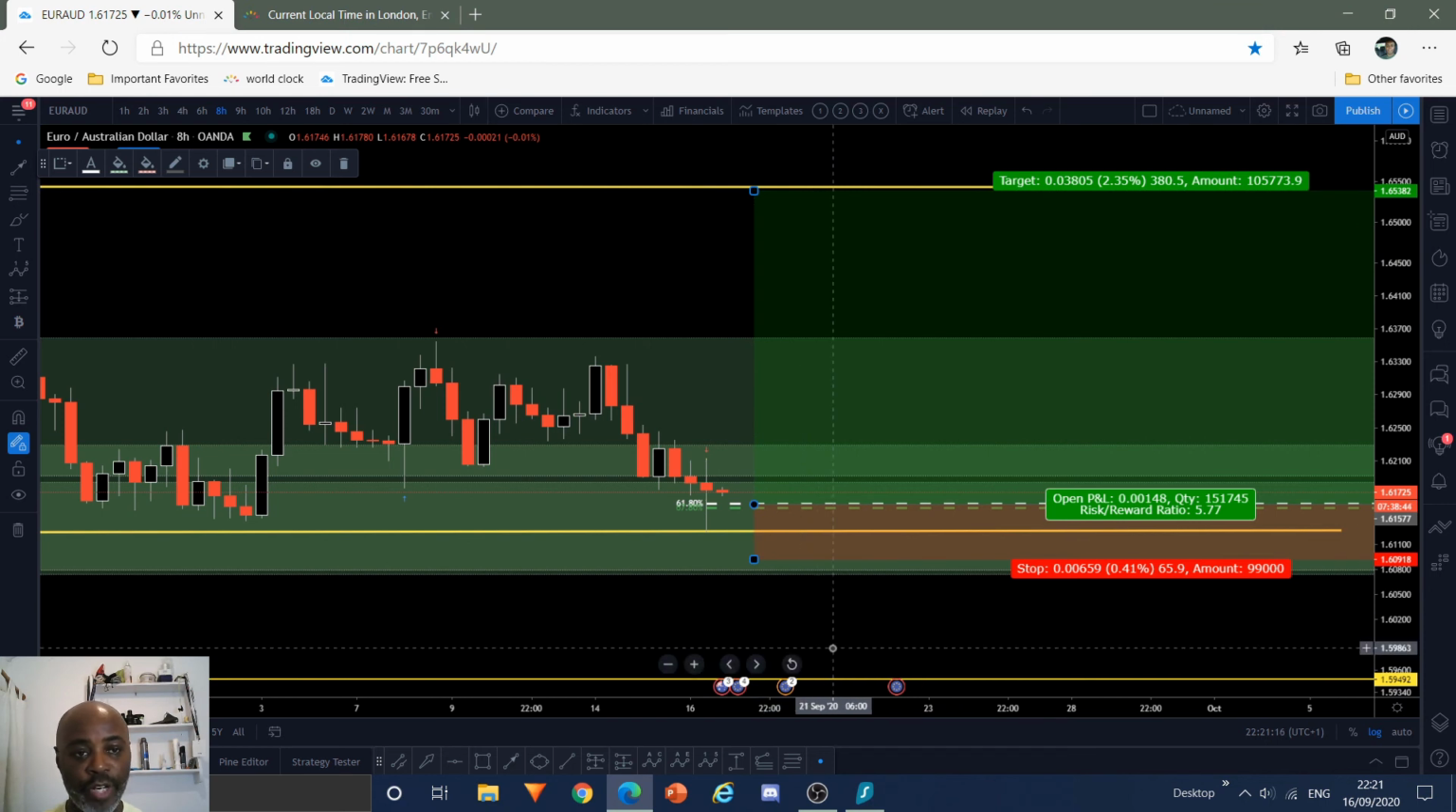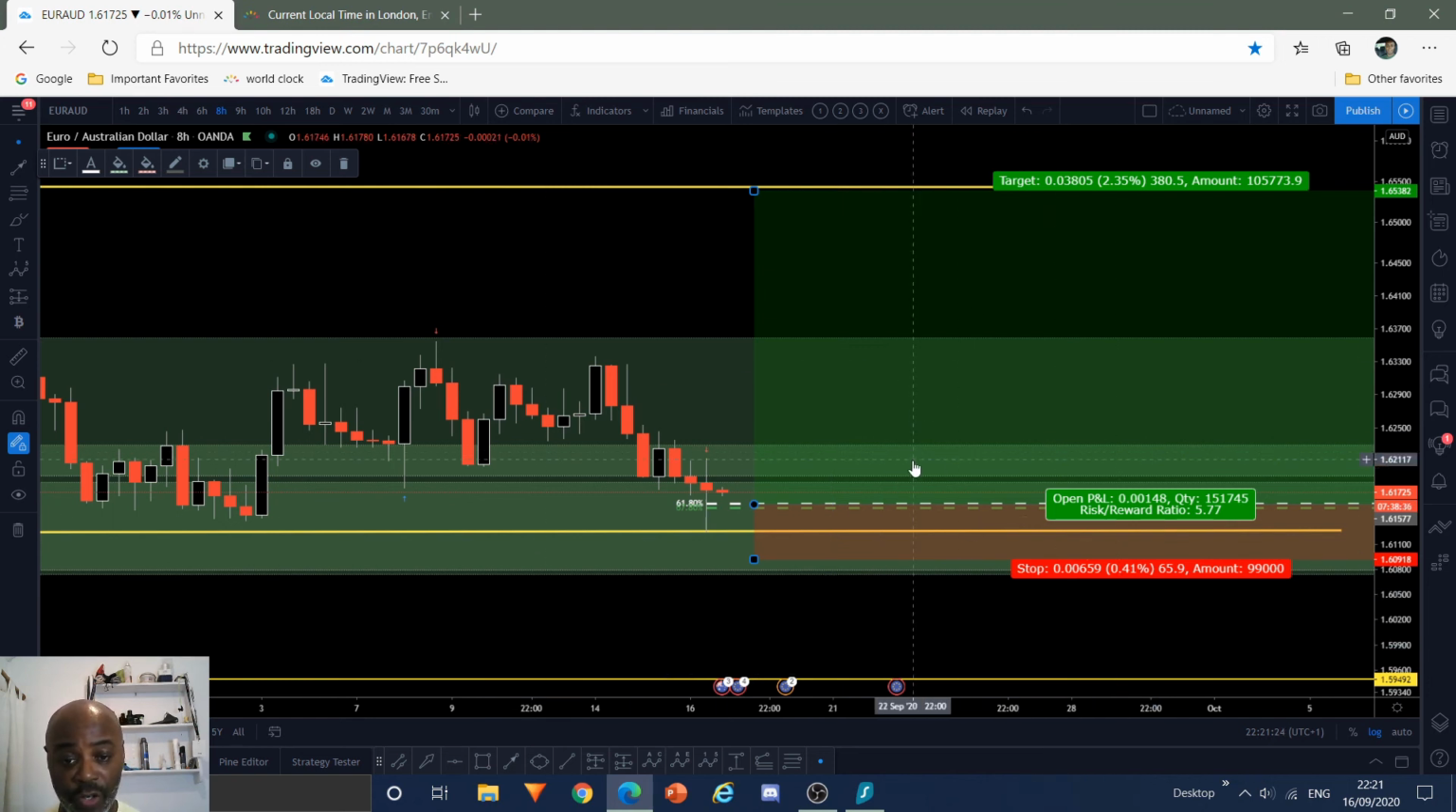So we're looking at 380 pip profit target. So if this trade triggers, guys, and I'll show you if it does, I'll shoot a video to show that we've gone in, then if we realize this trade, we will have made a 5.77 to 1 risk reward ratio. 5.77 to 1 risk reward. You don't need many of those to be profitable, guys. So let's see what happens.